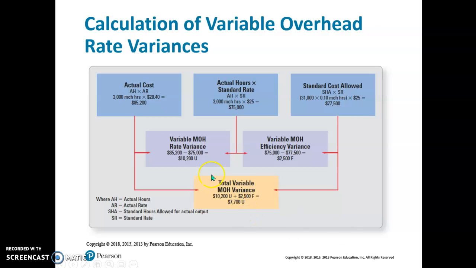And this summary is the same as what we saw before for material and labor. It's basically the same formula just being reapplied. So in this case, I've got actual hours and actual rate, actual hours times the standard rate, and for the standard cost allowed, standard hours allowed times the standard rate. Okay. And the rate variance plus the efficiency variance would give you the total manufacturing overhead variance.